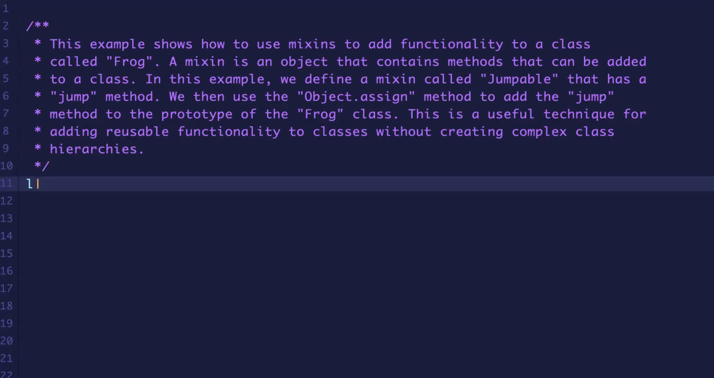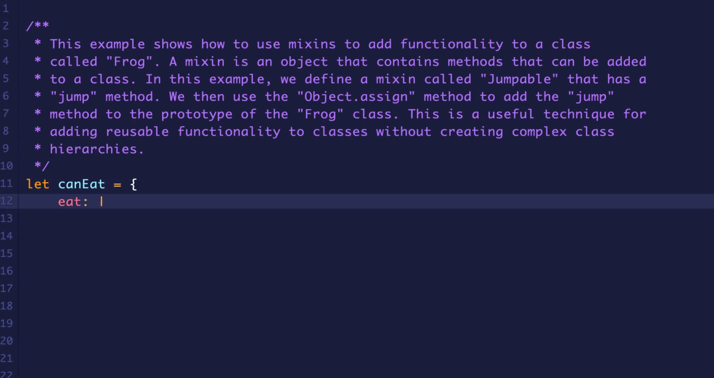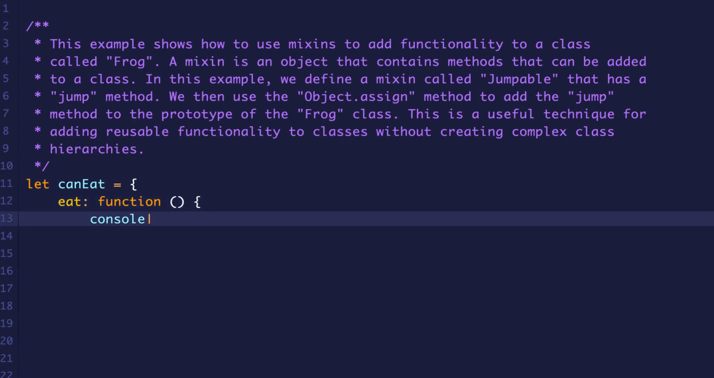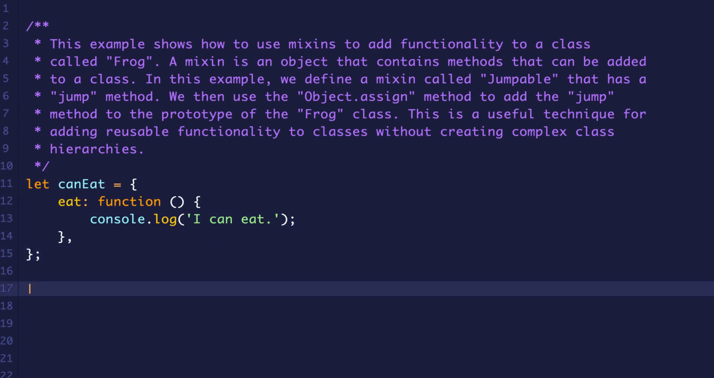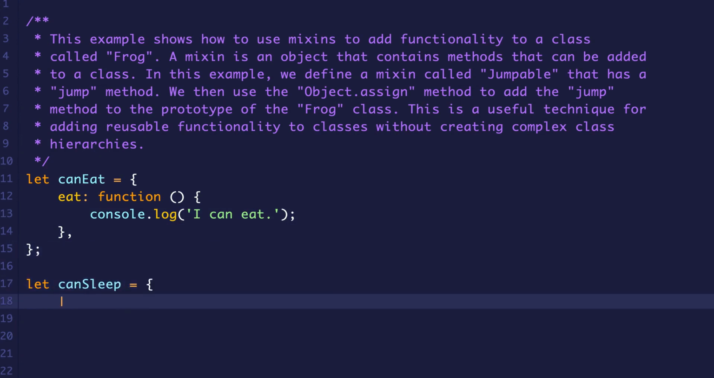Mixins are a way of adding functionality to a class by copying properties and methods from one or more objects to the class's prototype. They can be used to extend the functionality of a class without having to modify the class's original code. In the example, we have a class called Person that has two properties, name and age. We want to add some additional functionality to this class, specifically the ability to greet and say goodbye.